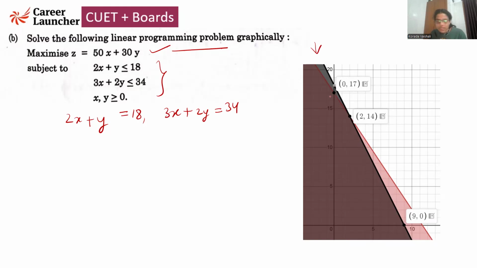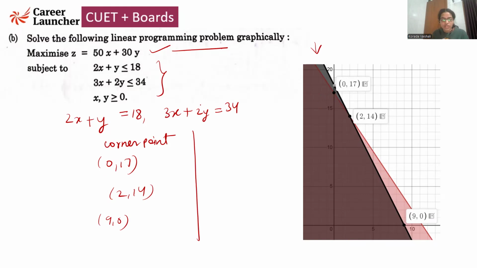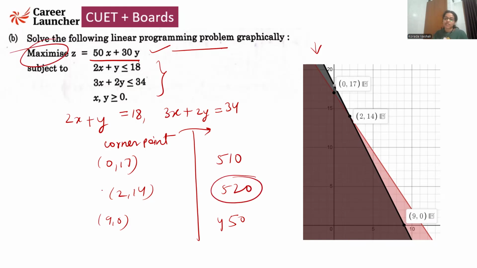And if you look at the corner points, you will get something around this. So these are my corner points: (0, 17), (2, 14), and (9, 0). Once we are aware of the corner points, we need to calculate the respective values at these corner points. For the objective function 50x plus 30y, at the corner point (0, 17), I am getting 510. At (2, 14), I'm getting 520, and the final one is 450. But now we need to maximize the given objective function. Hence, the maximum is 520, which is at the point (2, 14).